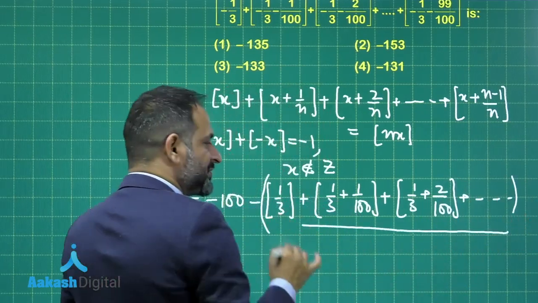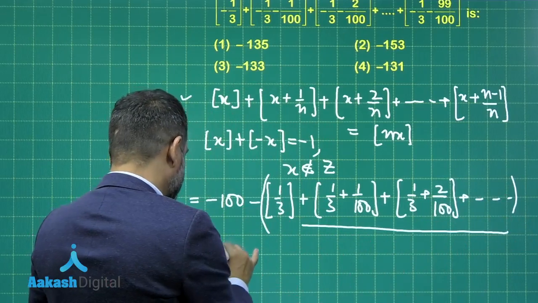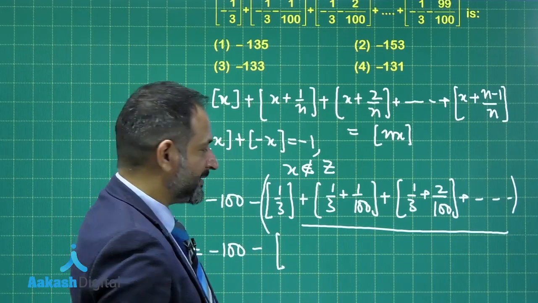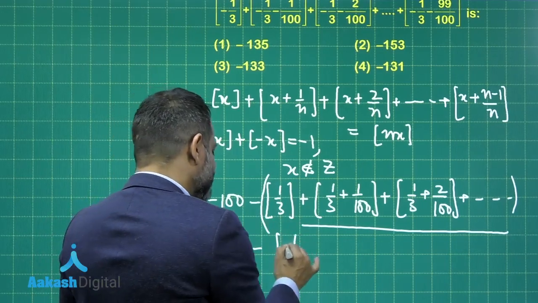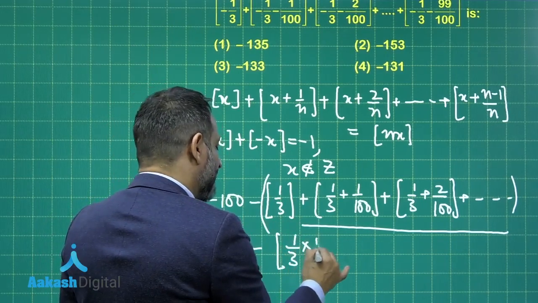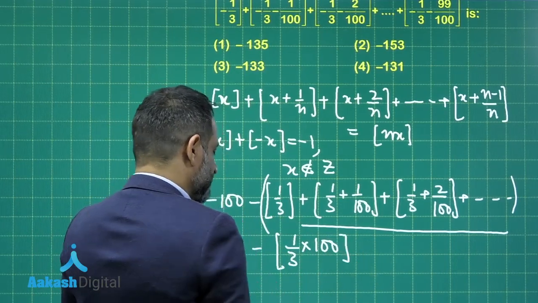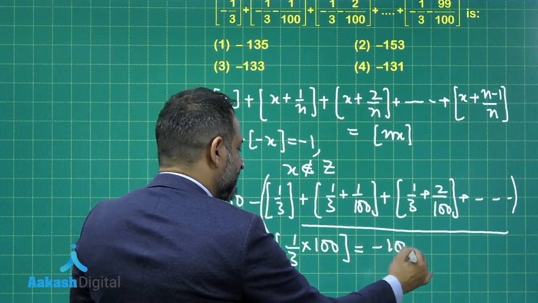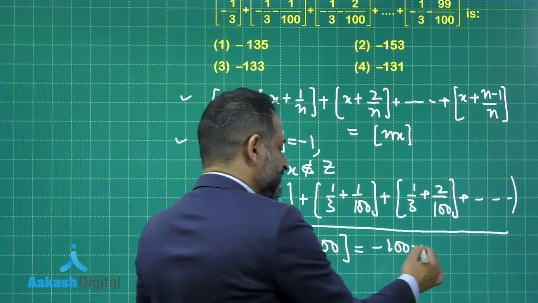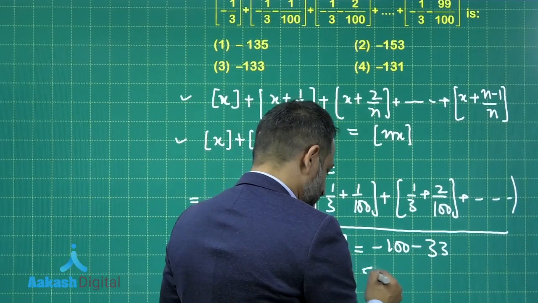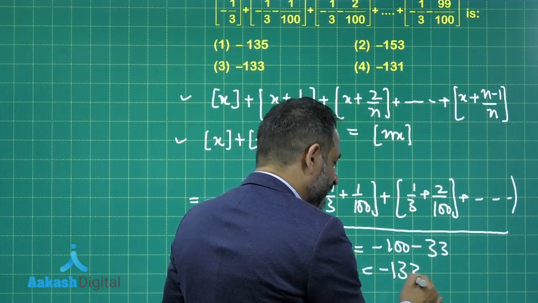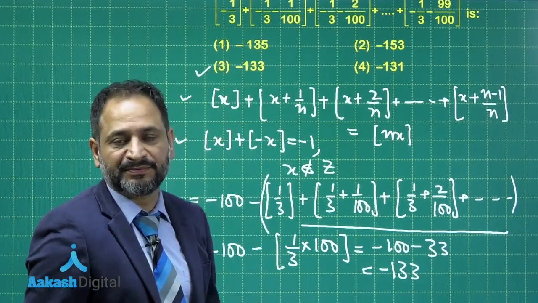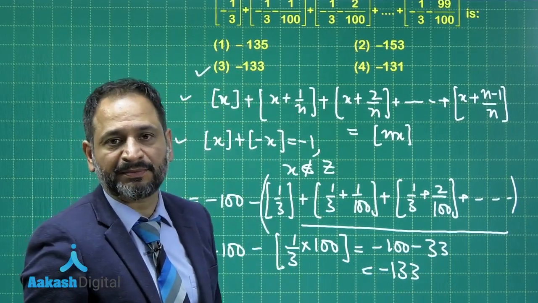And now we know the result of this, which is equal to the greatest integer of n into x. Here x is 1 by 3 and n is 100. So, from here we will get minus 100 minus 33. So, this comes out to be 133. So, the answer is the third one. Let us move to the next problem.